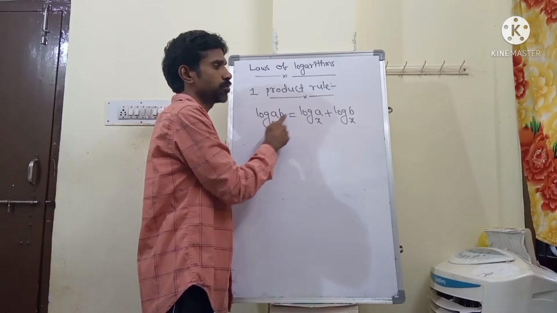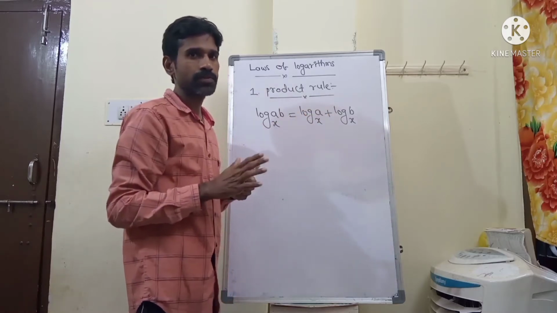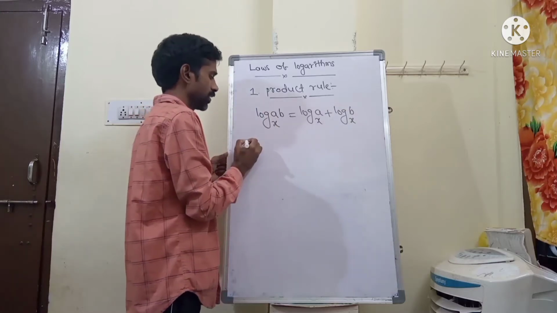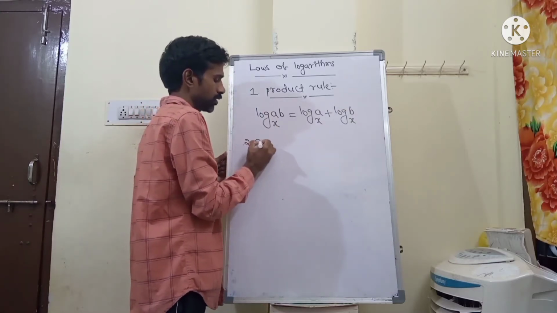log a into b equal to log a plus log b. So it is the first law of logarithm. So it is over in the first class. So next, the second one is quotient rule.